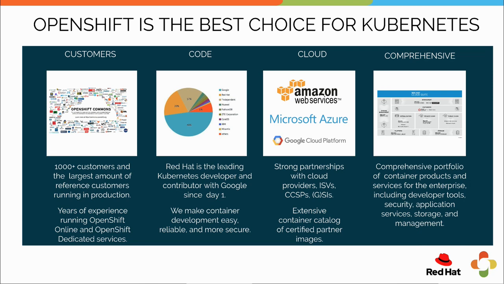The other thing is that OpenShift and Red Hat have strong partnerships with all of the major cloud providers, as well as CCSPs for managed services, and an extensive catalog of certified images to leverage within the platform out of the box. There's also a comprehensive portfolio of different products and services for container management to enterprise functionality, with developer tools, security applications, application management services, storage, and automation. Red Hat has really baked in a lot of enhanced feature sets around Kubernetes to make it more livable and more functional right out of the box.